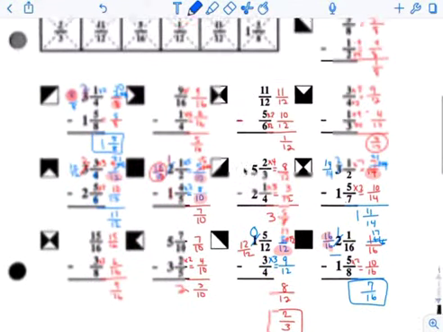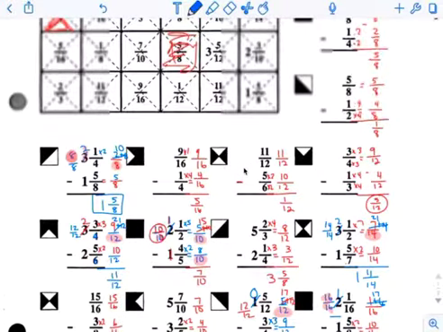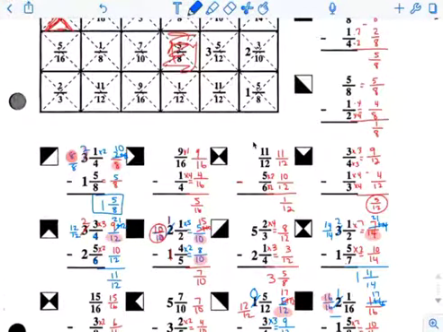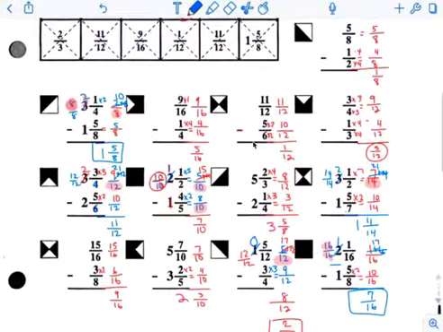Okay, so that's the answer to all the front. 34. So you can check your answer. Make sure you know how to do these. Fractions are important, and my second one will be the back side.